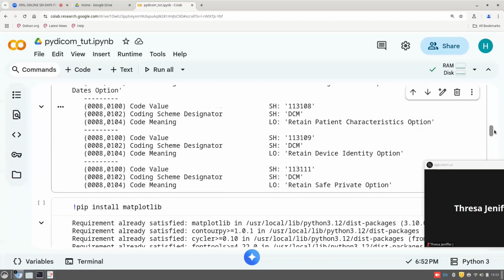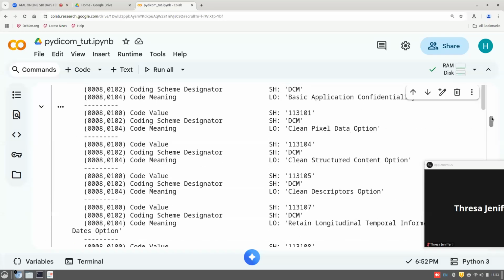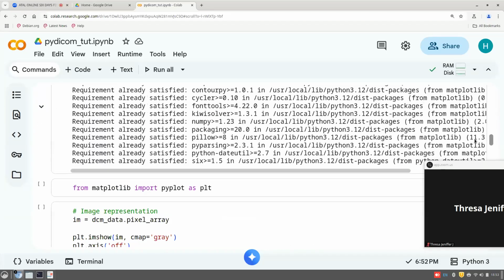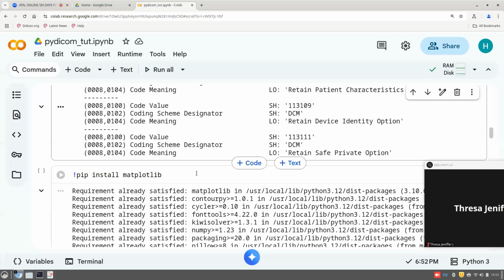and the actual image part will be in the pixel array.